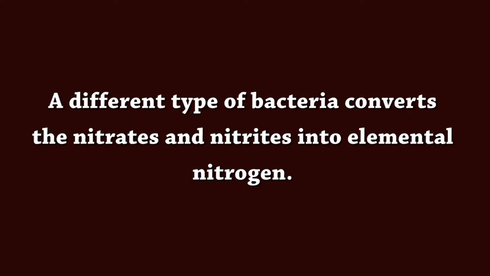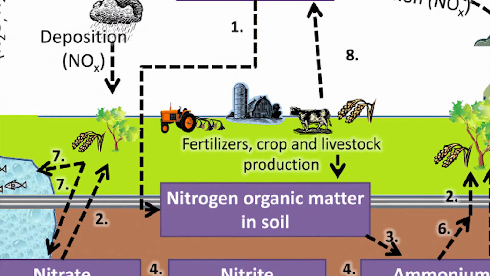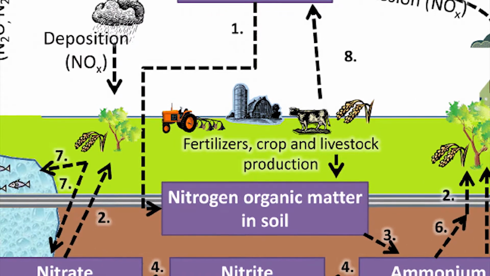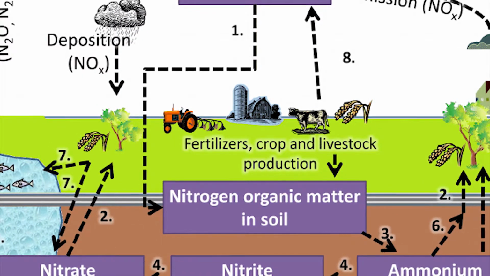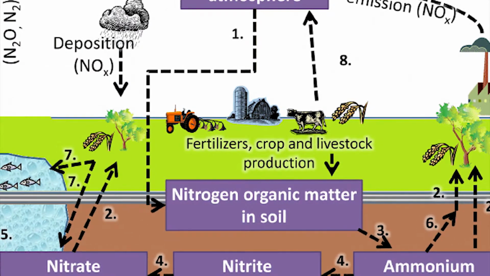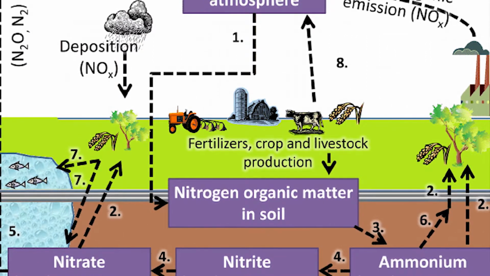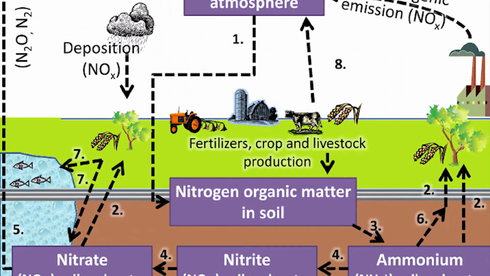A different type of bacteria converts the nitrates and nitrites into elemental nitrogen. Thus, there is a nitrogen cycle in nature in which nitrogen passes from its elemental form in the atmosphere into simple forms in the soil and water, which get converted to more complex molecules in living beings and back again to the simple molecules in the atmosphere.